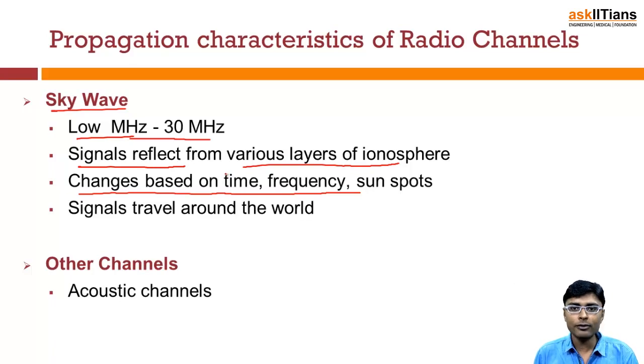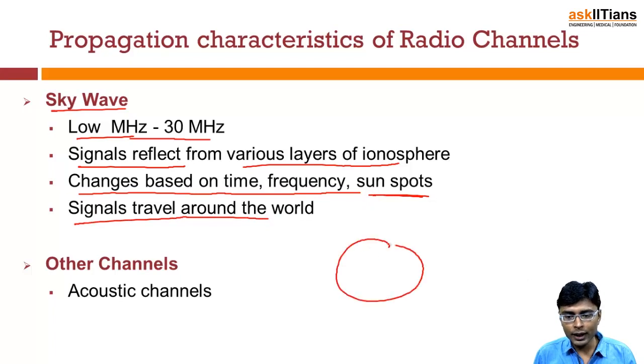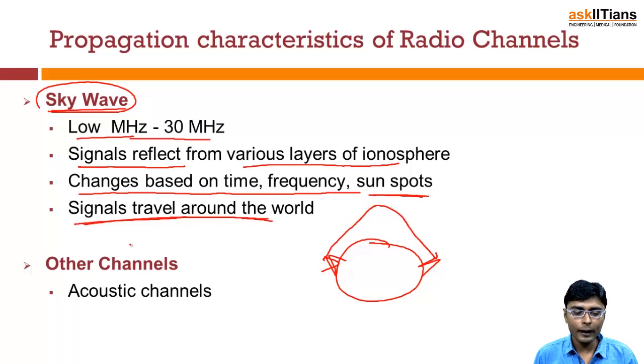Also on the frequency, that is for sure, that is for all types of waves, and also the sunspots. Okay, signals travel around the world. Let's suppose this is the earth. Here is our transmitter and here is the receiver, right? So it goes up to the sky, and it can come down on the other side of our earth's curvature. That means we can say that using the sky wave, the signal can travel around the world, right?